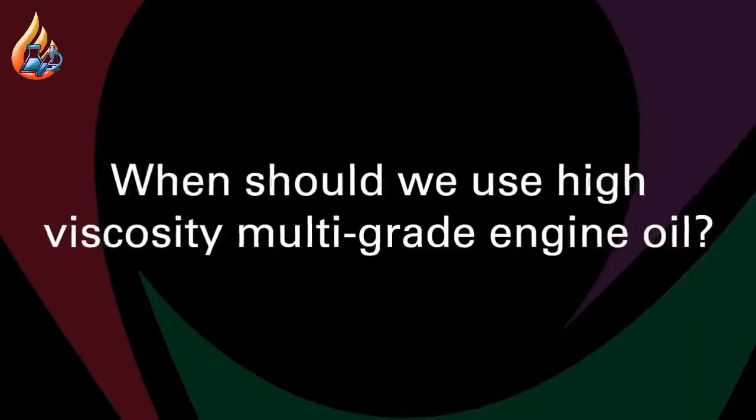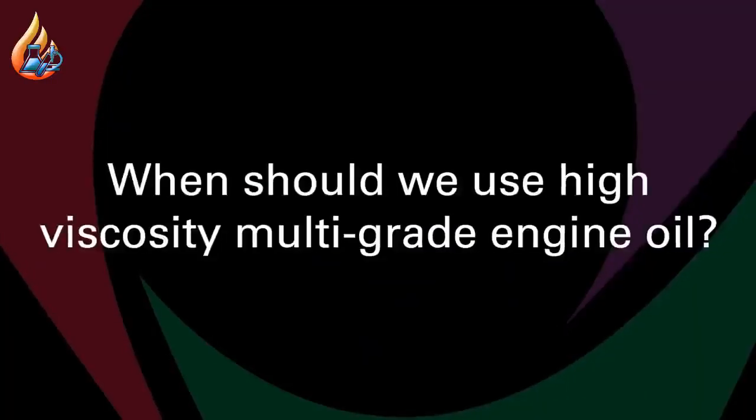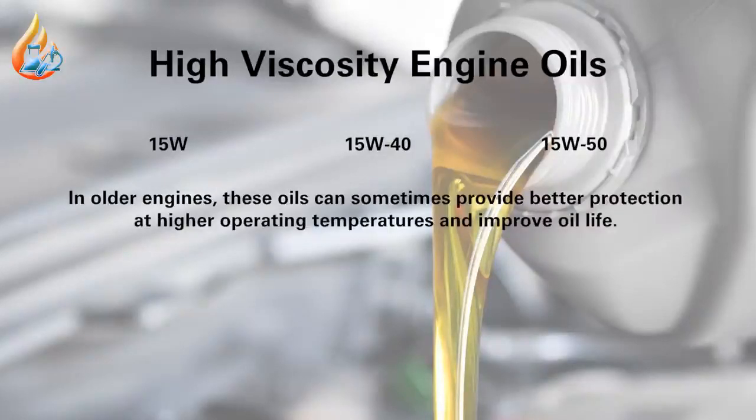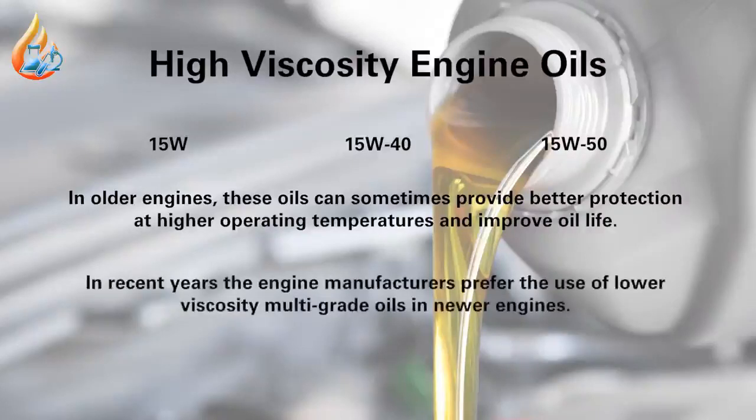On the other side, we have high viscosity multigrade engine oils. So when would it be best to use? High viscosity engine oils include oils 15W and over, such as 15W40 and 15W50. In older engines, these oils can sometimes provide better protection at higher operating temperatures and improve oil life. As engines age, wear is inevitable, and some owners find that 15W50 provides improved oil control. In cases where the engine seals have aged, a higher viscosity oil could reduce leakage. However, in recent years, the engine manufacturers prefer the use of lower viscosity multigrade oils in newer engines.